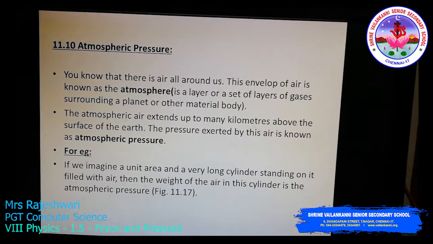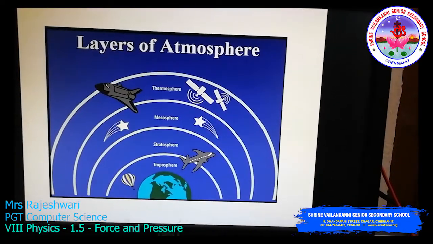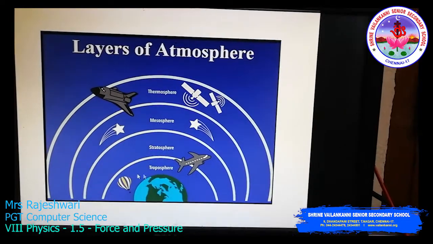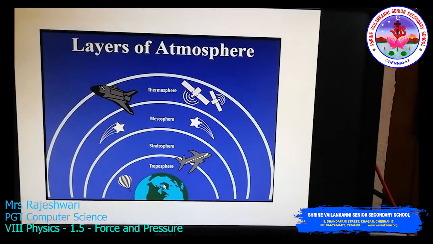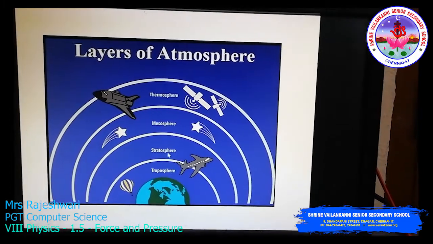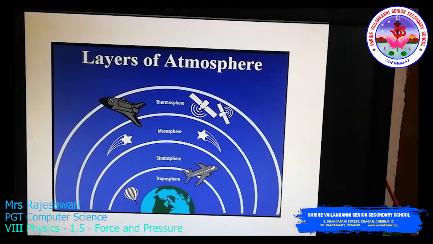In the atmosphere we have many layers of gases like troposphere, stratosphere, mesosphere and thermosphere. So if you look at this picture here, this is the earth, where above the surface of the earth you have many different layers of atmosphere like this. Each and every layer has its own uses.